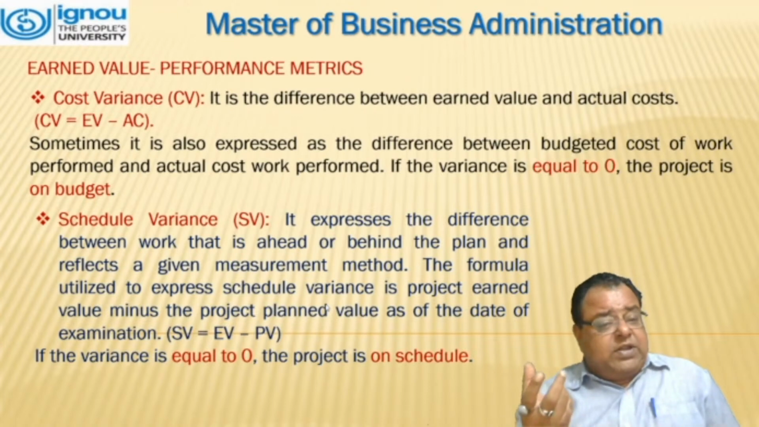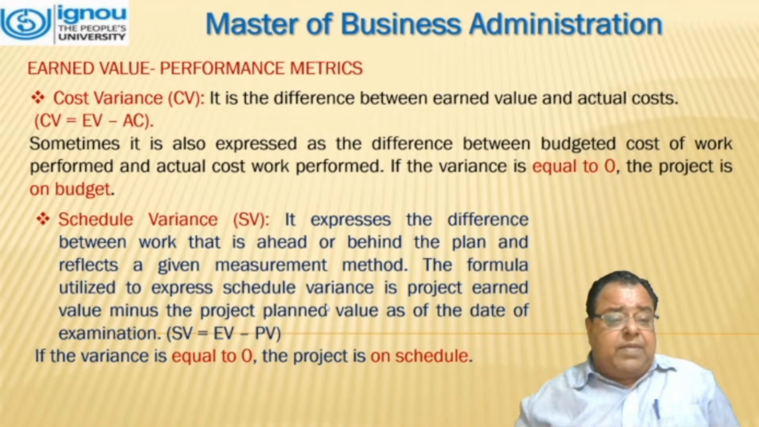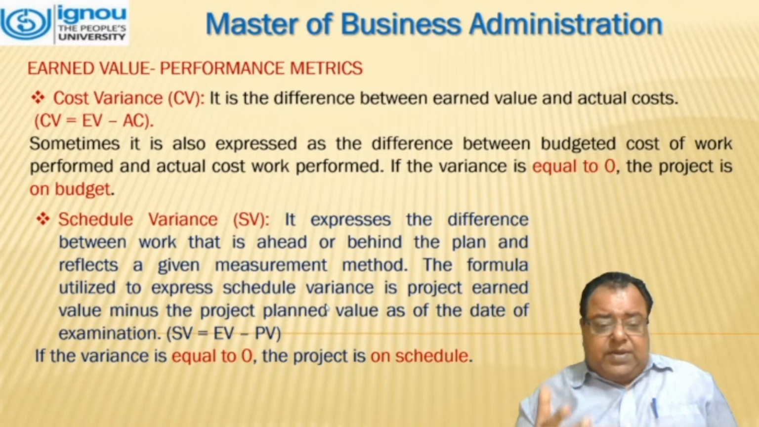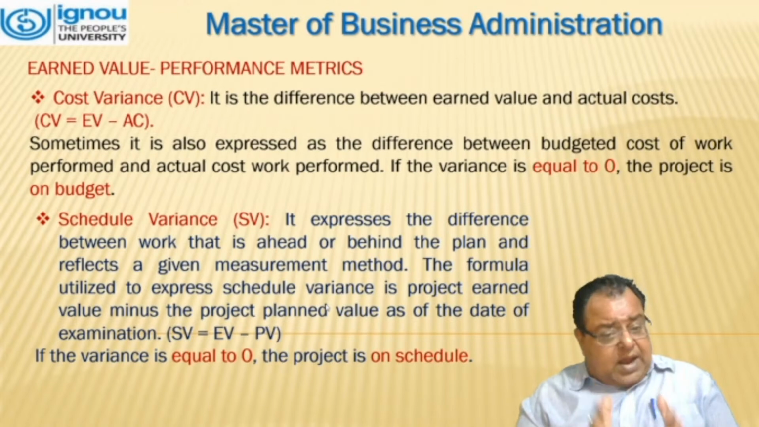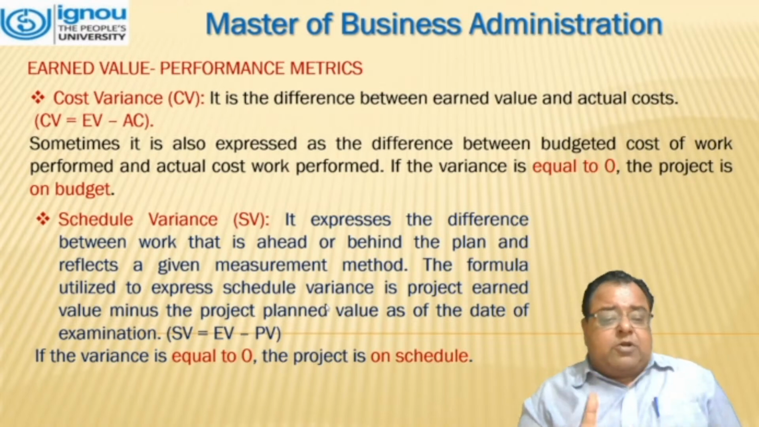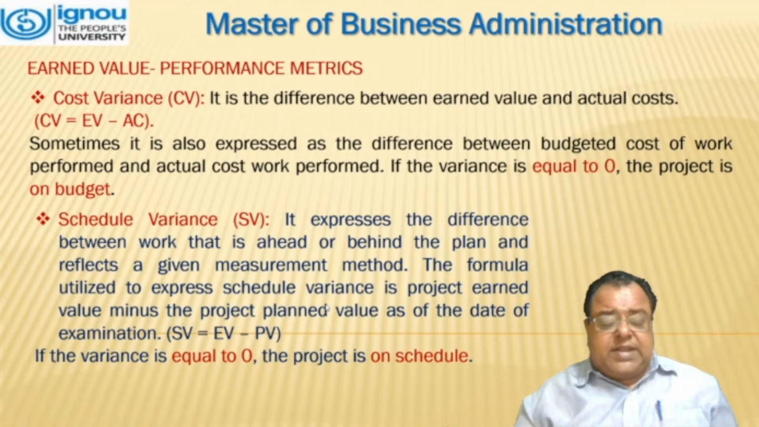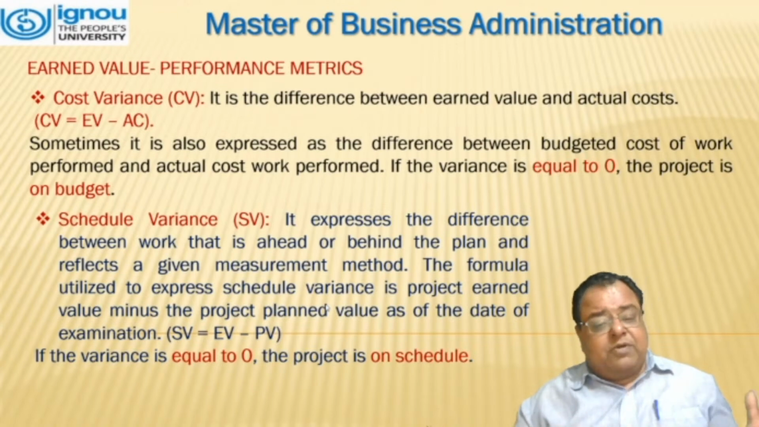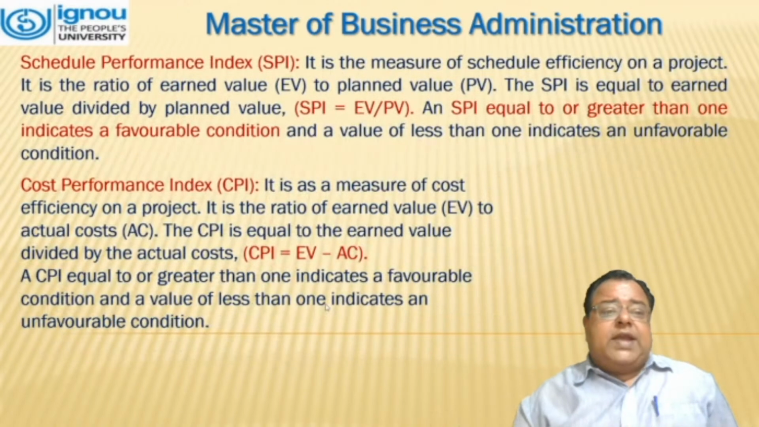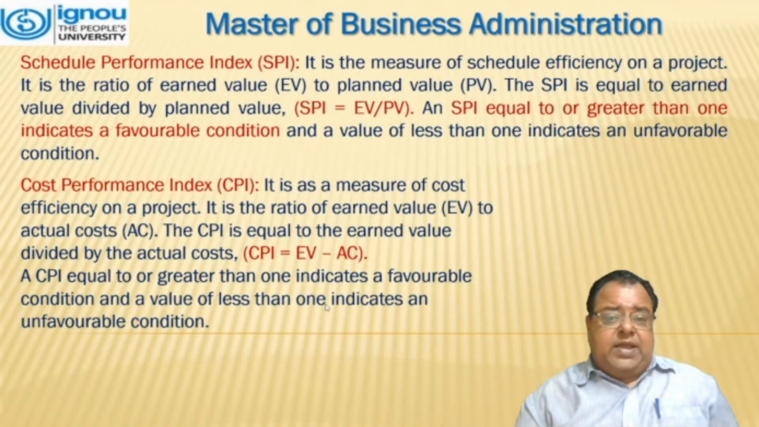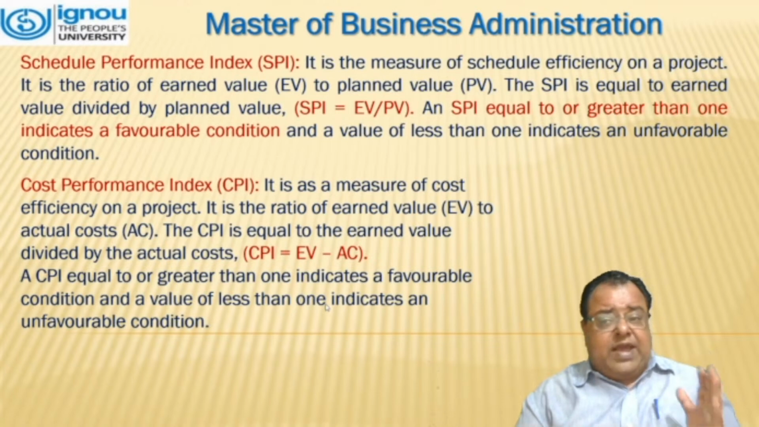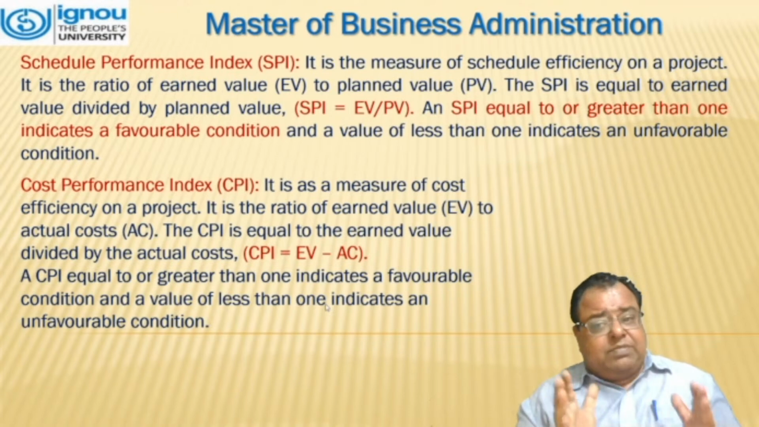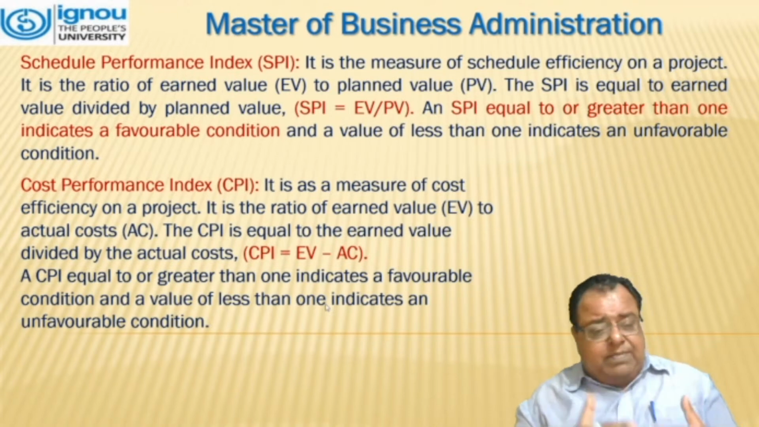It expresses the difference between the work that is ahead or behind the plan and reflects a given measurement method. The formula utilized to express schedule variance is project earned value minus the project planned value as on the date of the estimation. That means SV is equal to EV minus PV. If the variance is zero, the project is on schedule. Schedule Performance Index, that is SPI, is the measure of schedule efficiency on a project. It is the ratio of earned value to planned value. SPI is equal to earned value divided by planned value.